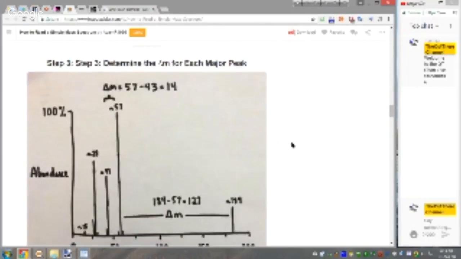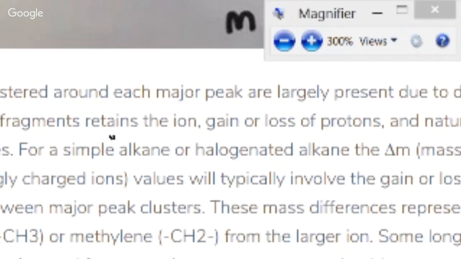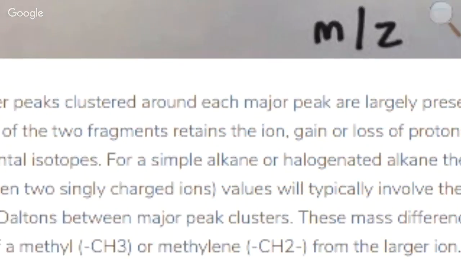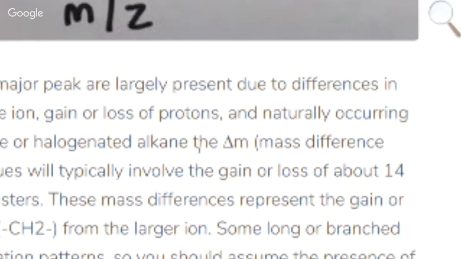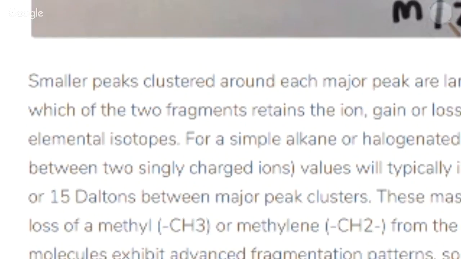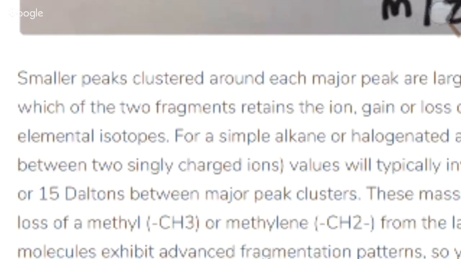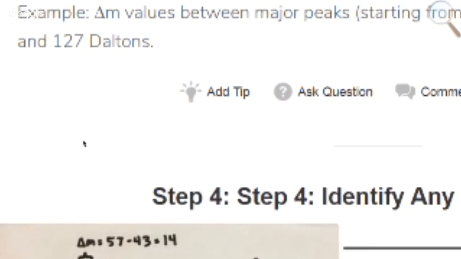And then we'll do some calculations. Determine the mass for each major peak. I guess that is mass, isn't it? So we'll look, or maybe it's just major peak. Oh, yep, mass difference, triangle. Now, I won't go into too much detail on this because it's quite complicated. This is a simple example, so I'll leave it up to the experts.